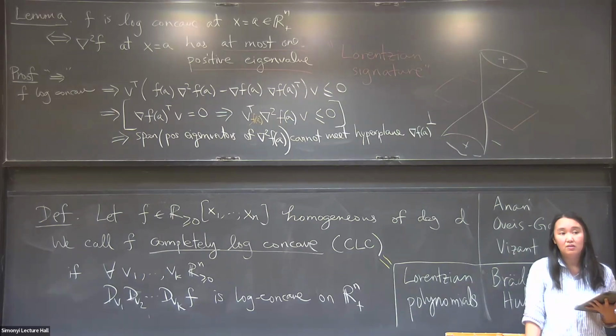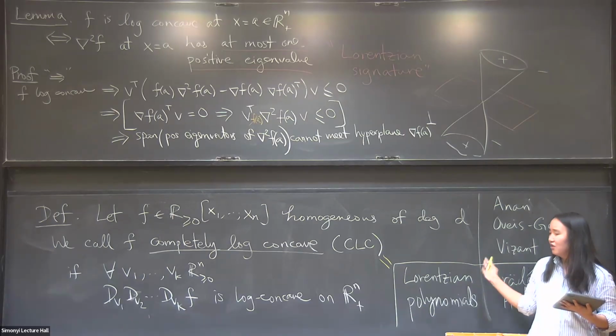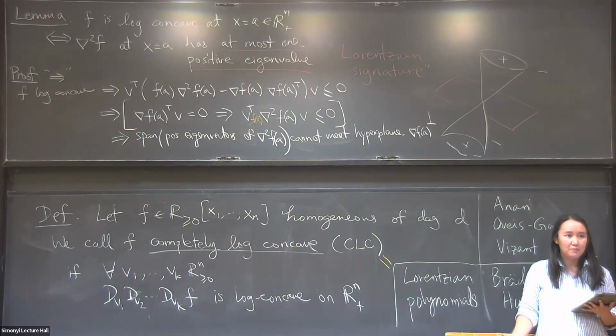You can find a proof in the Brändén–Huh paper that completely log-concave is equal to Lorentzian. So although the definitions look different, the sets of polynomials are the same. Do Lorentzian polynomials have to be homogeneous? Yes, I believe so. You may be able to extend it, but at least the original definition, they're all homogeneous.